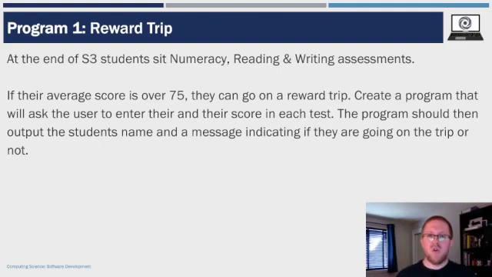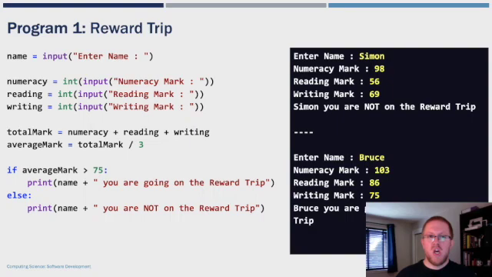Let's now have a look at a solution for this program. You will notice that this design is very similar to the design that we had for Strictly Dancing on Ice, with a few minor tweaks. Firstly, we start by asking the user to enter their name. We then ask for the numeracy, reading and writing scores, making sure that each of these inputs is converted to an integer. We then calculate the total by adding up the scores for the numeracy, reading and writing tests. Then we calculate the average by dividing the total mark by 3.